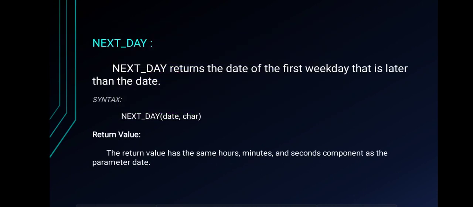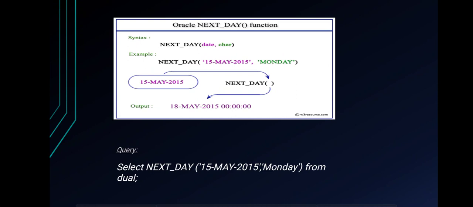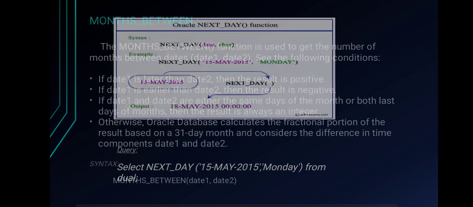Third one is NEXT_DAY. NEXT_DAY returns the date of the first weekday named that is later than the date. The syntax is NEXT_DAY(date, char). Return value: the return value has the same hours, minutes and seconds component as the parameter date. It is the example and the syntax of the NEXT_DAY function. Its query is SELECT NEXT_DAY in brackets, where we give a date and a day from table DUAL.